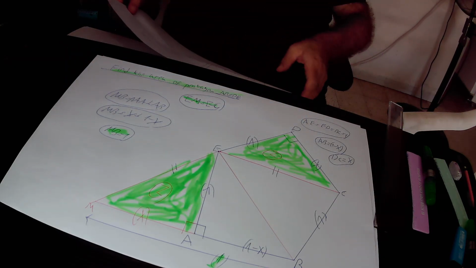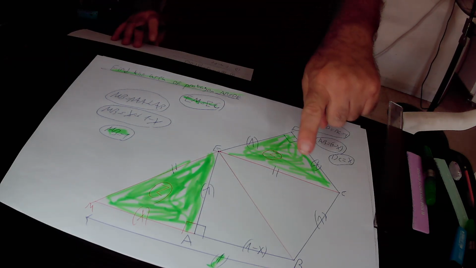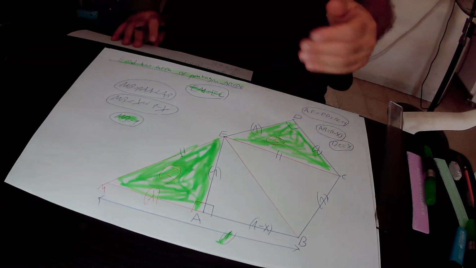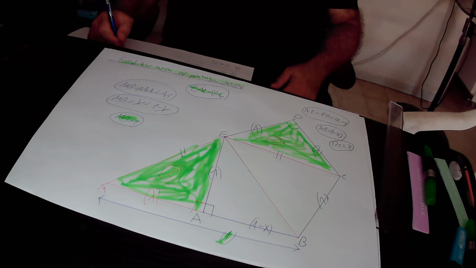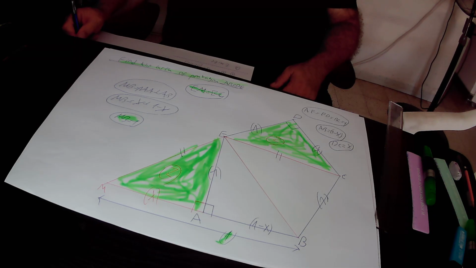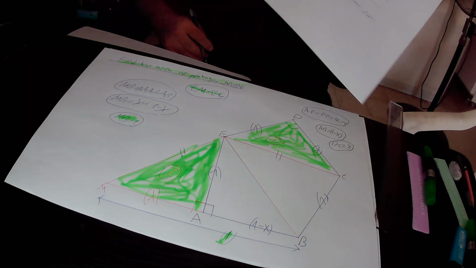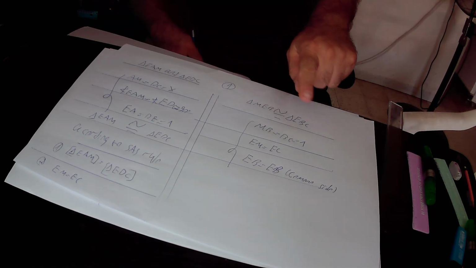And finally, side EB is the common side that belongs to both triangles. So we can find out that EB equals itself. It's the common side that belongs to both triangles.